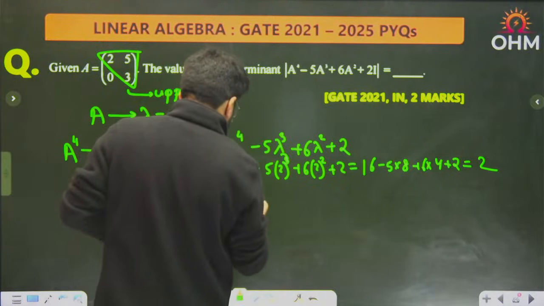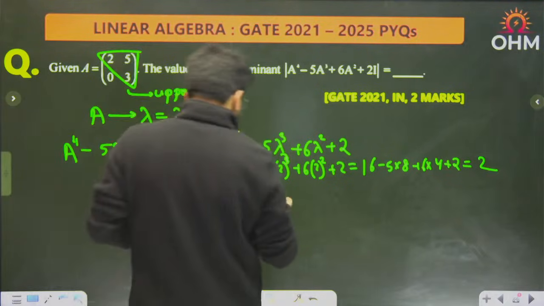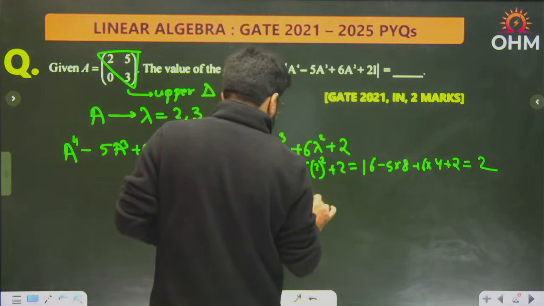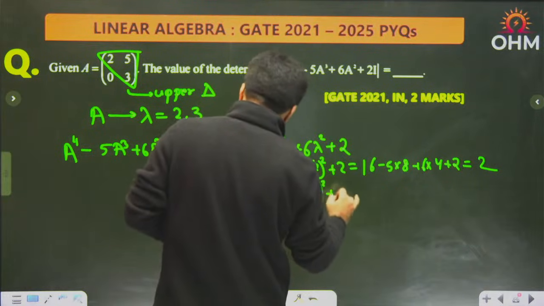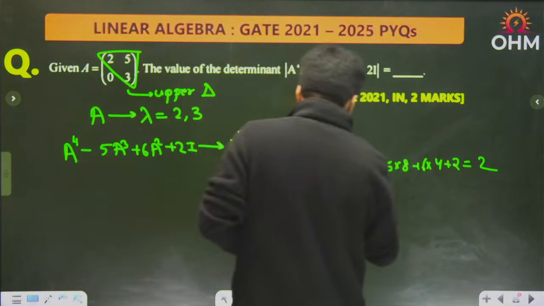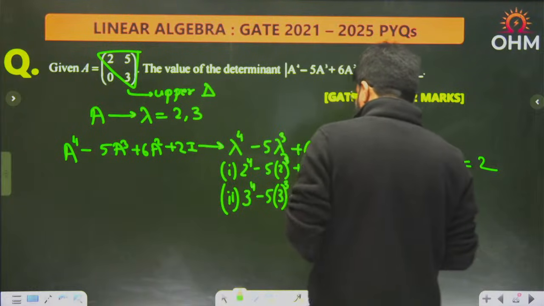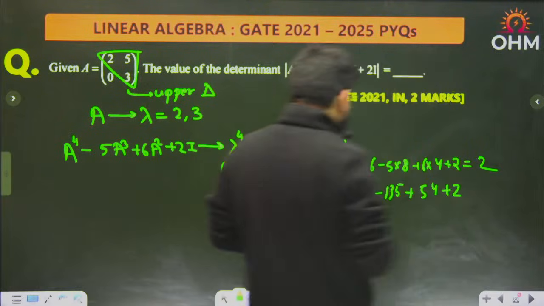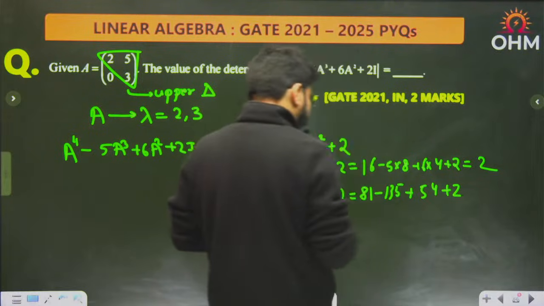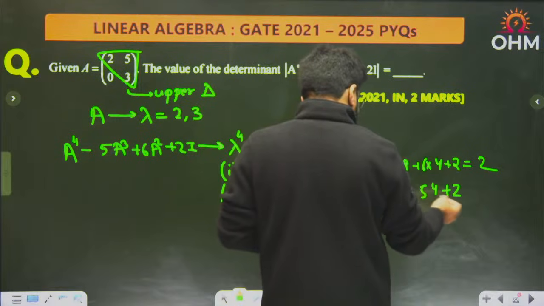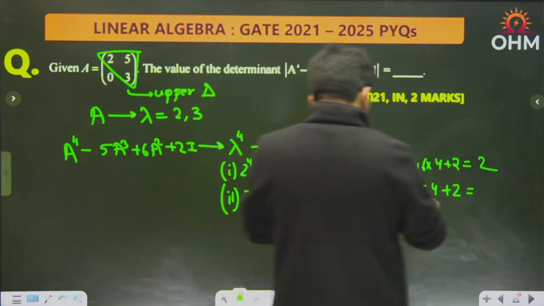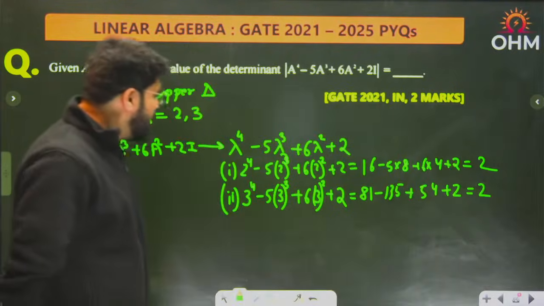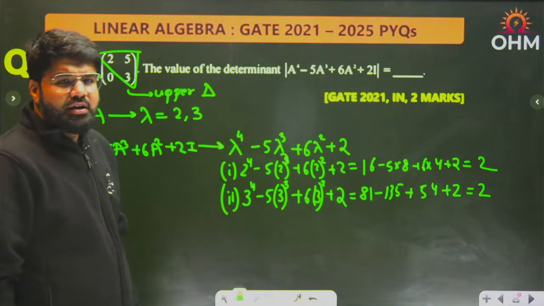Second one: the second eigenvalue is 3. 3 power 4 minus 5 into 3 cube plus 6 into 3 square plus 2. 3 power 4 is 81, minus 3 cube is 27, 27 into 5 is 135, plus 6 into 3 square, that becomes 54, and plus 2. How much is the net value? 81 plus 54 is 135, plus 2 is 137, minus 135. This is again 2. Both the values are coming out to be 2 and 2.